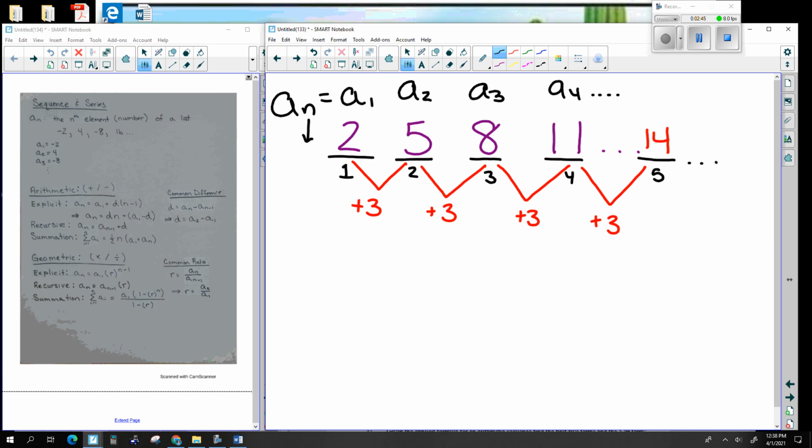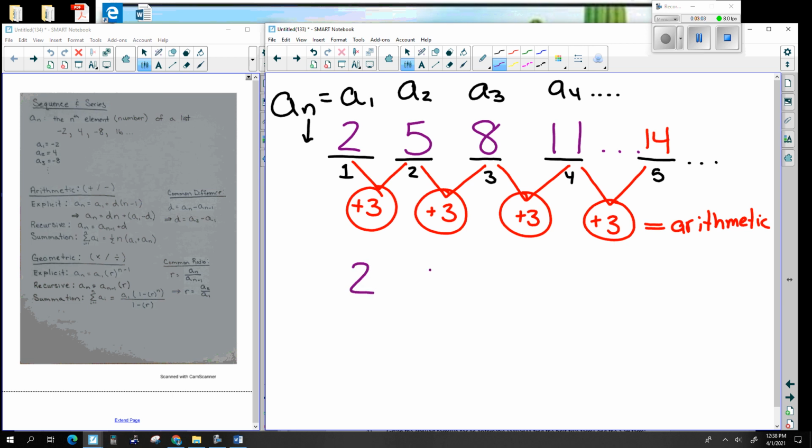So, if indeed you add a number to get from one to the next, this is an indicator that this is arithmetic. If, for instance, you would multiply to get from one number to the next, this would be an indicator that this is, quote-unquote, geometric.